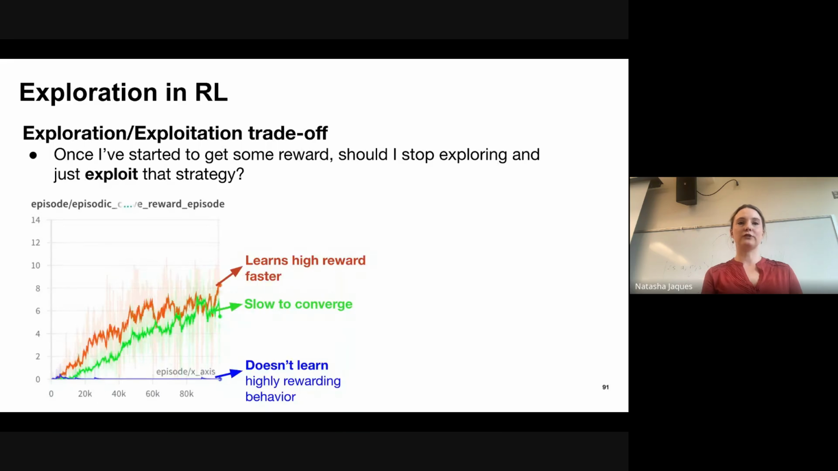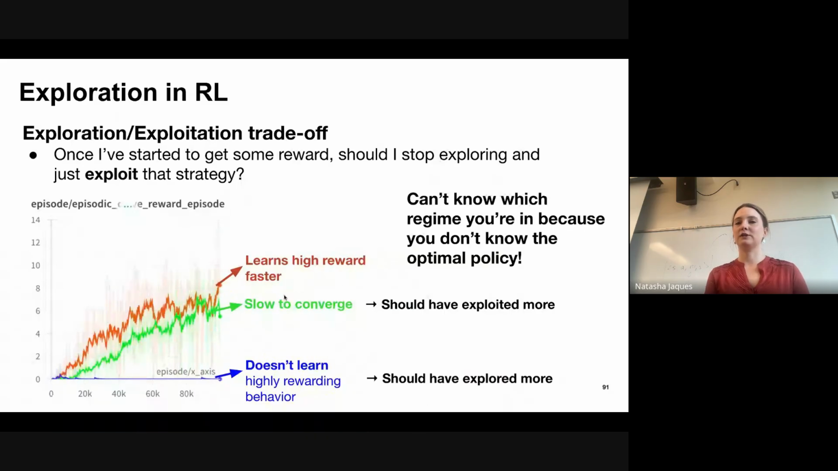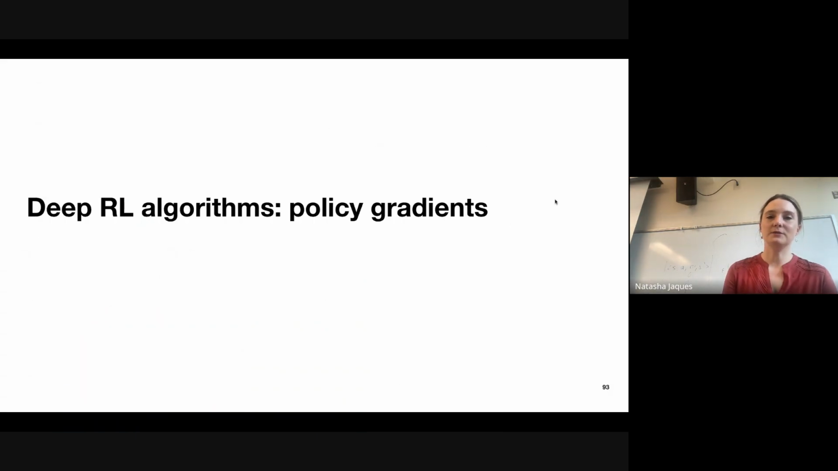So there's a trade-off. Once I've started to get some reward, should I stop exploring and just exploit that strategy? This one should have exploited more. This one should have explored more. This one is the Goldilocks. But unfortunately, you don't know which regime you're in, if you're underexploiting or overexploiting, because you don't know the optimal policy. So that's why this is hard. Okay, I'm going to keep moving.